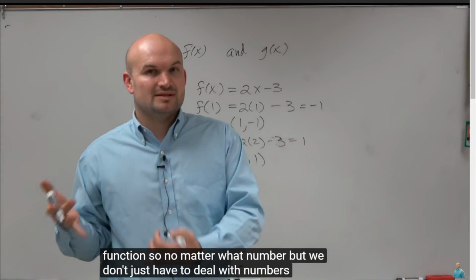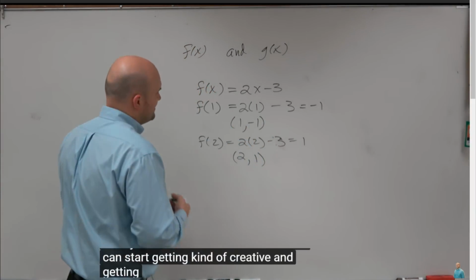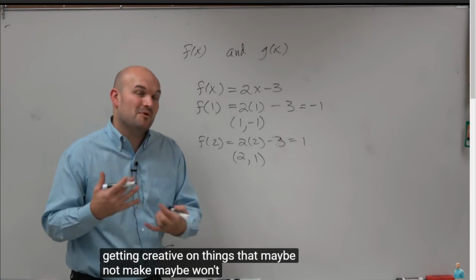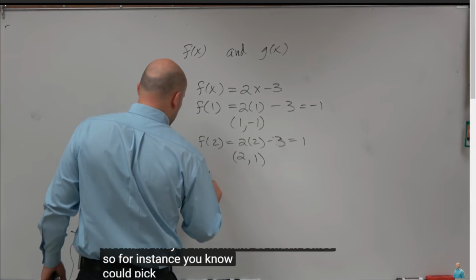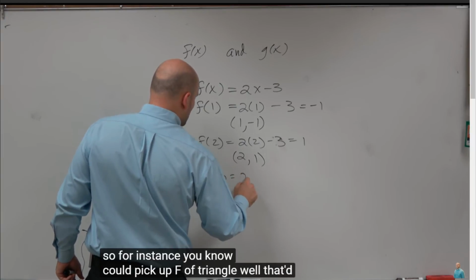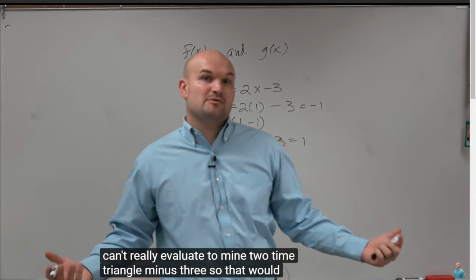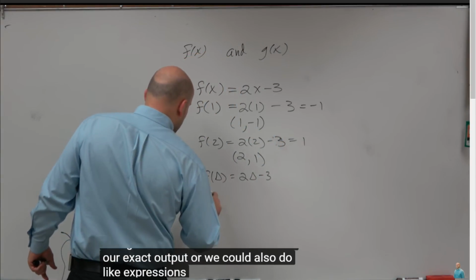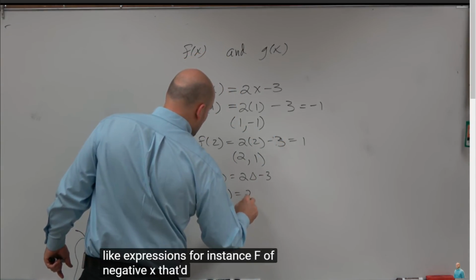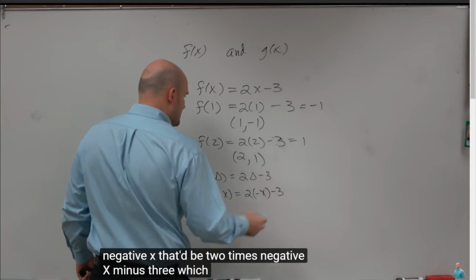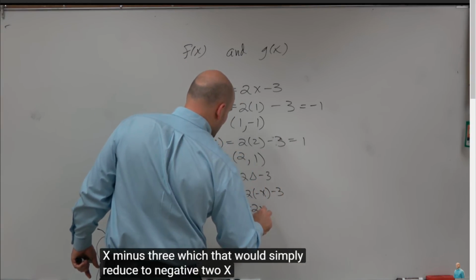But we don't just have to deal with numbers. We can start getting creative on things that maybe won't make as much sense. So for instance, I could pick up f of triangle. Well, that would be 2 times triangle minus 3. Now, we can't really evaluate 2 times triangle minus 3, so that would be our exact output. Or we could also do expressions. For instance, f of negative x. That would be 2 times negative x minus 3, which would simply reduce to negative 2x minus 3.